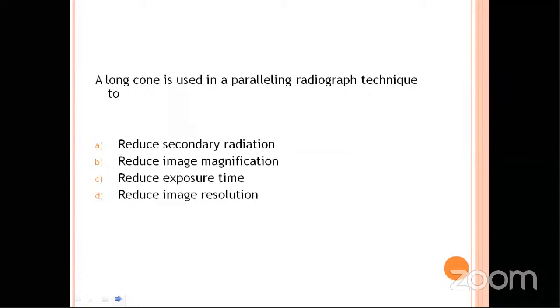A long cone or a 16 inches cone is used in a paralleling technique to reduce secondary radiation, to reduce image magnification, to reduce exposure time, to reduce the image resolution. So long cone is a 16 inches cone which is used in paralleling technique.